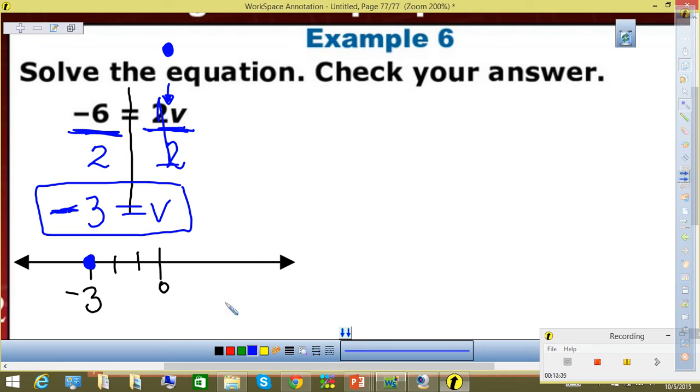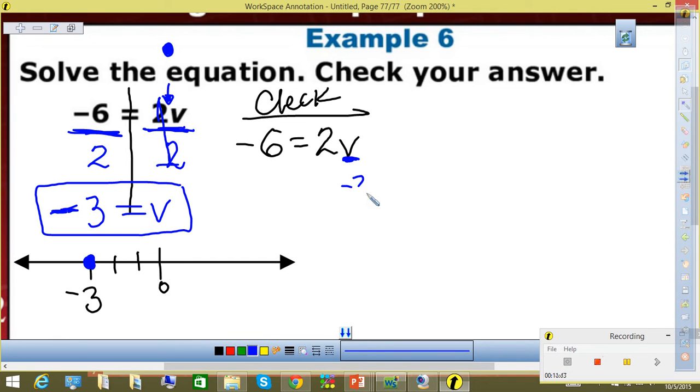All right. So, now let's check. Write your equation again. Negative 6 equals 2v. But instead of v, what number are we going to substitute in there? Negative 3. So we write negative 3 in a parentheses. Bring everything else down. Negative 6 equals 2 times negative 3. That's negative 6, and we're done.